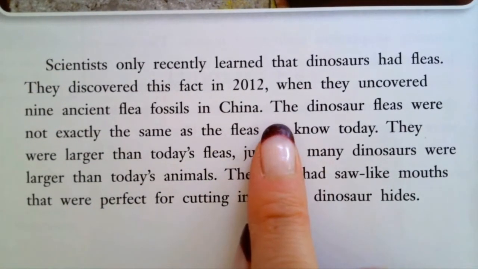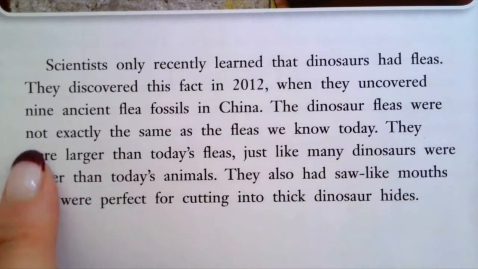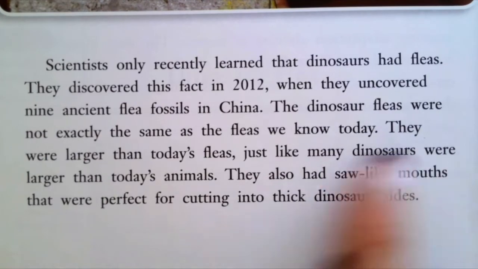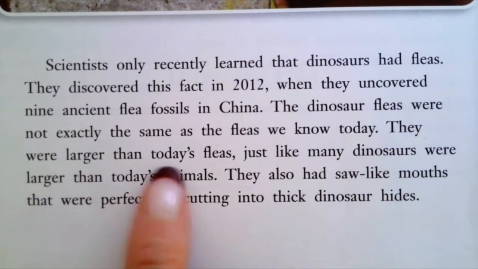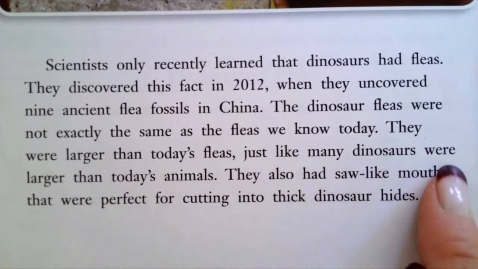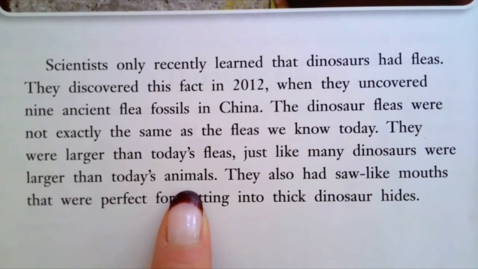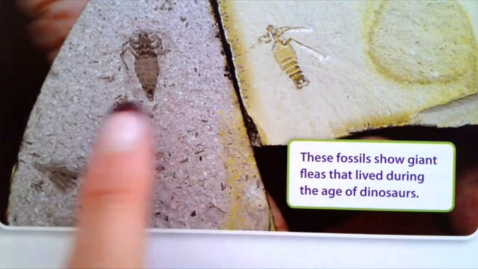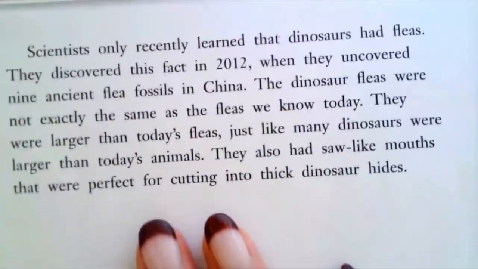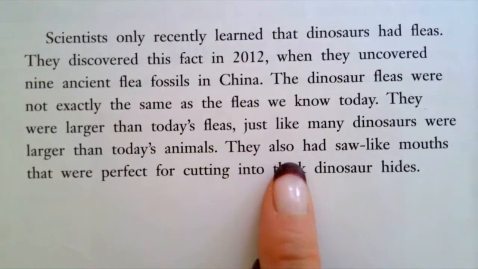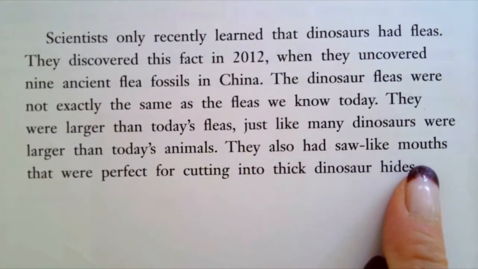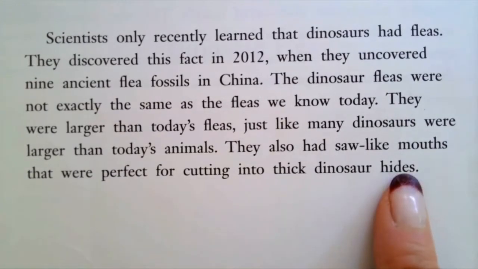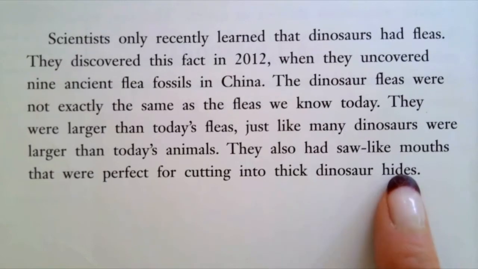It says right here, the dinosaur fleas were not exactly the same as the fleas we know today. They were larger than today's fleas, just like many dinosaurs were larger than today's animals. So the fossils are showing that the fleas are larger in the time of the dinosaurs. It also says they had saw-like mouths that were perfect for cutting into thick dinosaur hides. We talked about how that means skin.